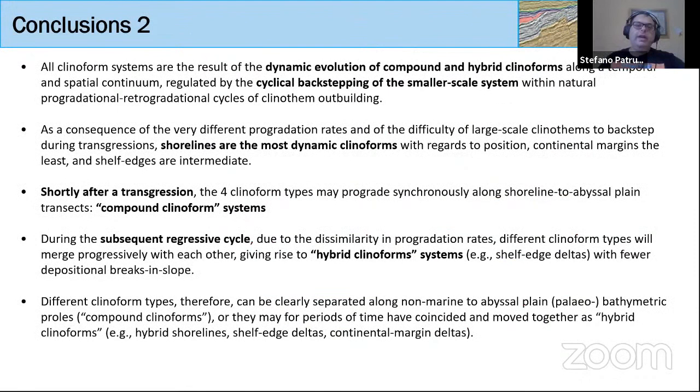Okay, so my second conclusion and the end of my talk here is that all clinoform systems derive from this dynamic interplay between cyclical backstepping of the smaller scale systems and then the subsequent cross-shelf transit of the small scale delta-scale clinoforms. And shortly after the transgression, you should be able to see separate clinoform systems, a delta, which is separate from the shelf edge, which is separate from the continental margin. And then during the subsequent regressive cycle, the various clinoforms will merge into each other, forming hybrid clinoforms such as the shelf-edge delta. As a consequence, this very much distributes your sediments in different settings within your shelf and in your basin.